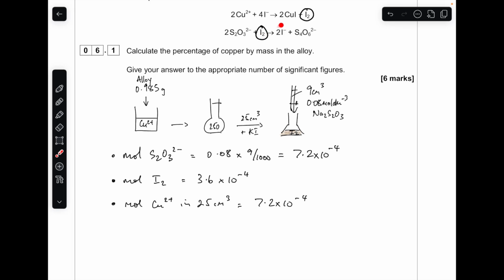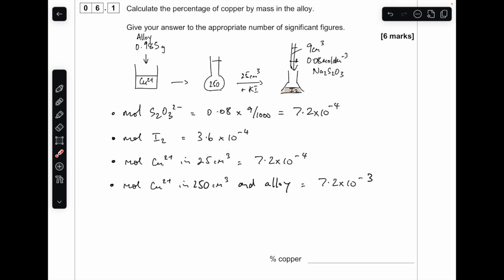Next thing we do is jump into this equation here because this iodine is this iodine. Look at the mole ratio now. So to get the moles of copper 2 plus in the 25 cm cubed sample, we basically double it back. So we go back to that 7.2 times 10 to the minus 4. Next thing we do is multiply by 10 because we want to find out how many moles of copper 2 plus were in the 250 centimetres cubed.